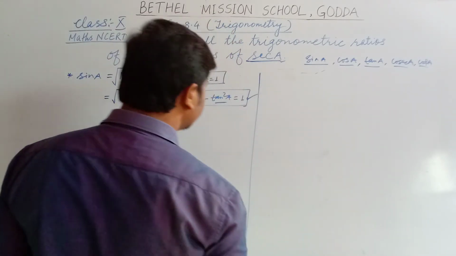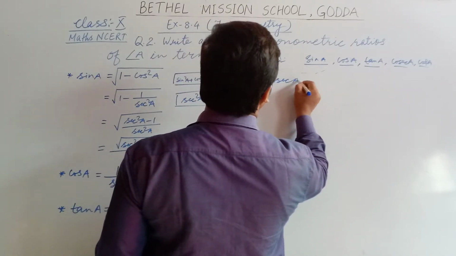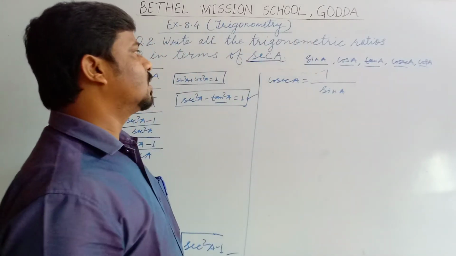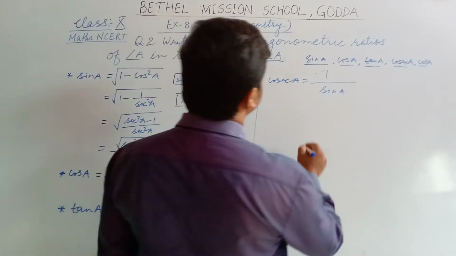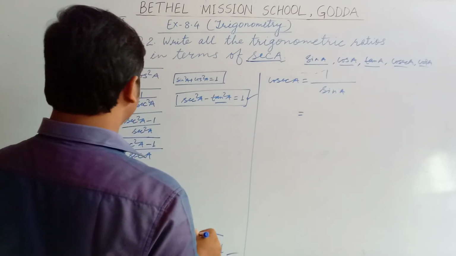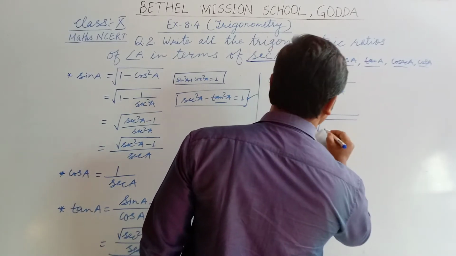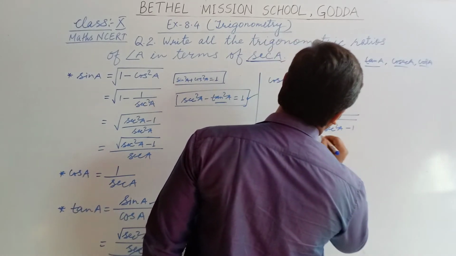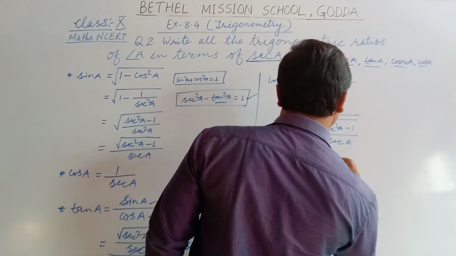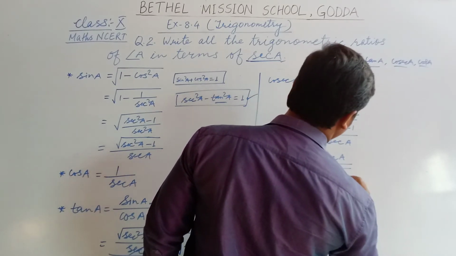Another, cosec A. We will write 1 upon sin A, because sin A is the reciprocal of cosec A. So what will be? Value of sin A we have, 1 upon under root sec square A minus 1 upon sec A, then sec A upon under root sec square A minus 1.